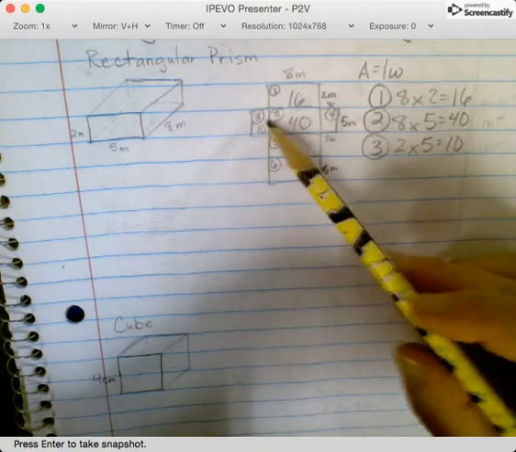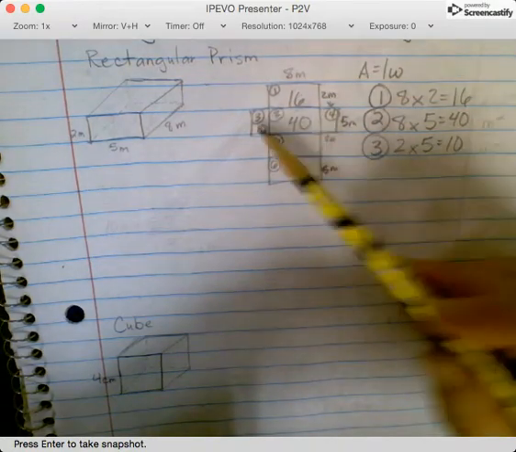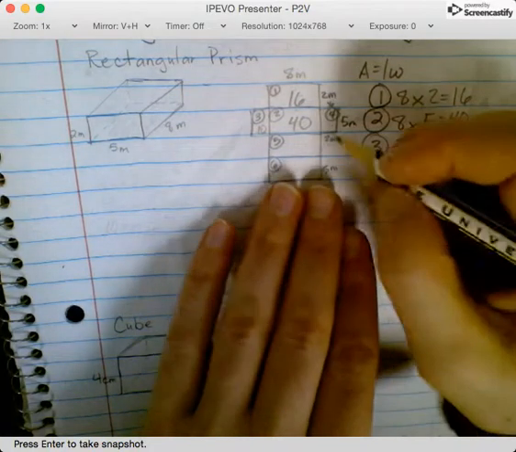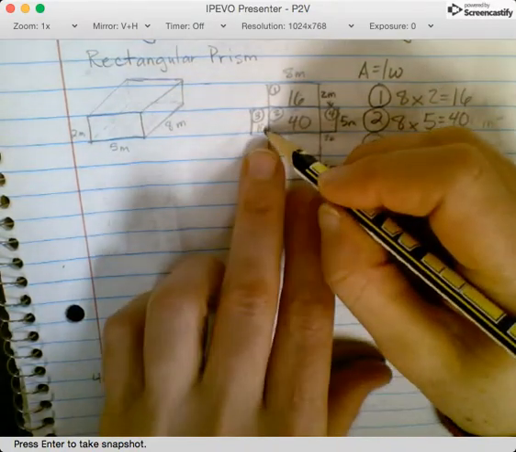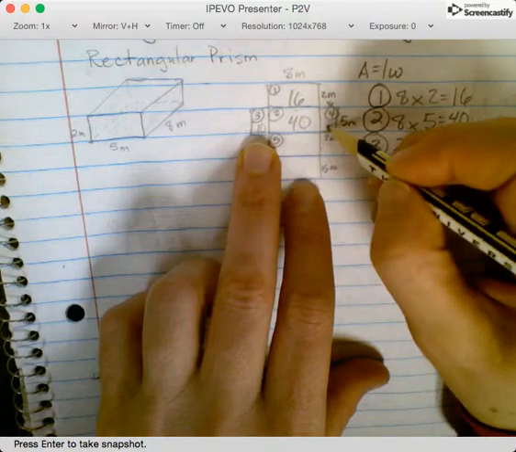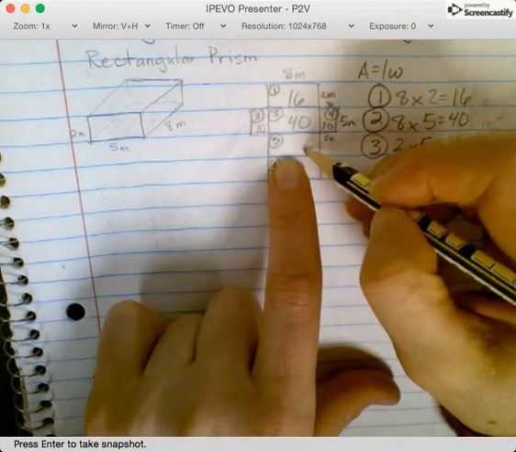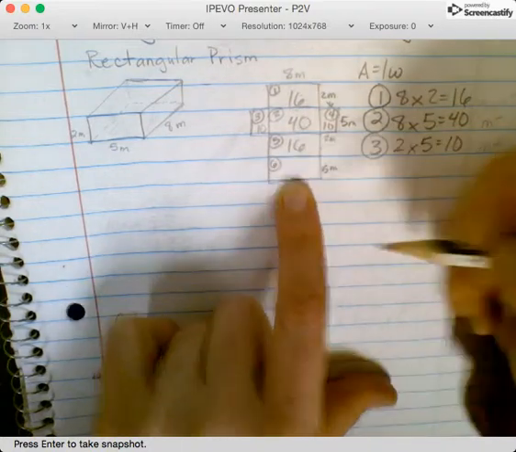Now, since I said they match up with the other ones, we can just save ourselves a little bit of work and know that if this is 10, then that means this is also 10. Since these two are going to be equal, this one is also going to be 16.